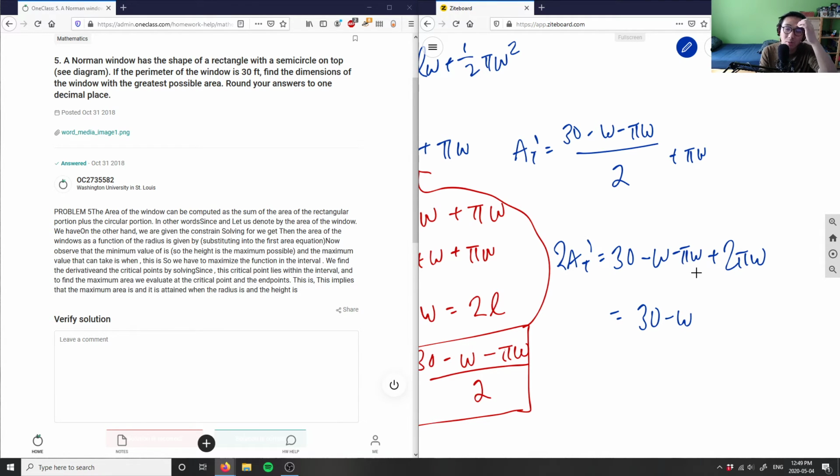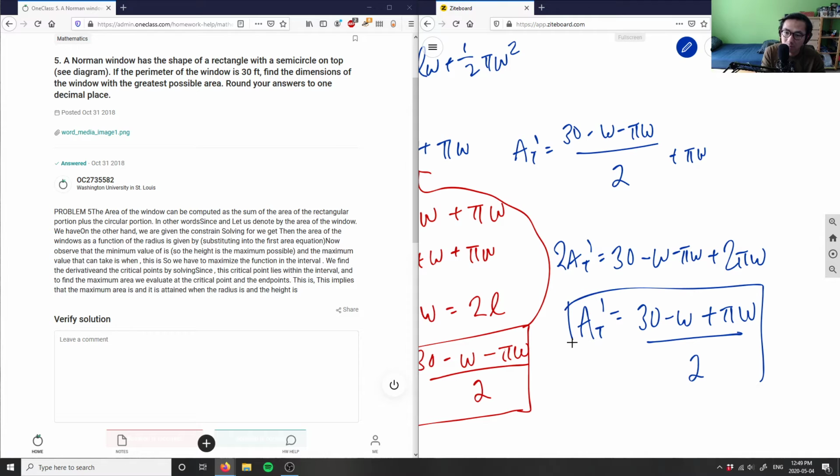Then I can simplify 30 minus w. So I have minus pi w plus 2 pi w. You can think of this as an imaginary 1, so this would simply be positive pi w, right? And then all over 2, if I want to move the A prime back to this side. So this would be another formula.